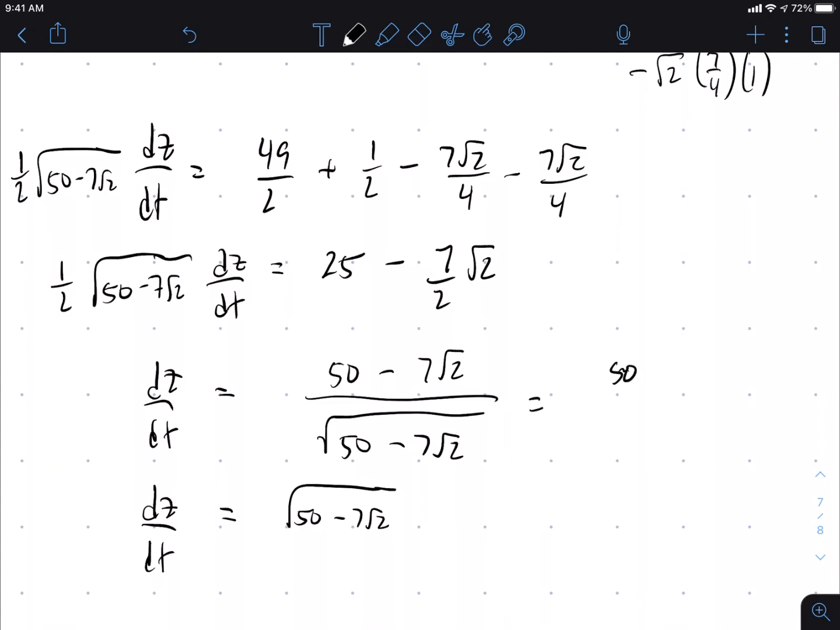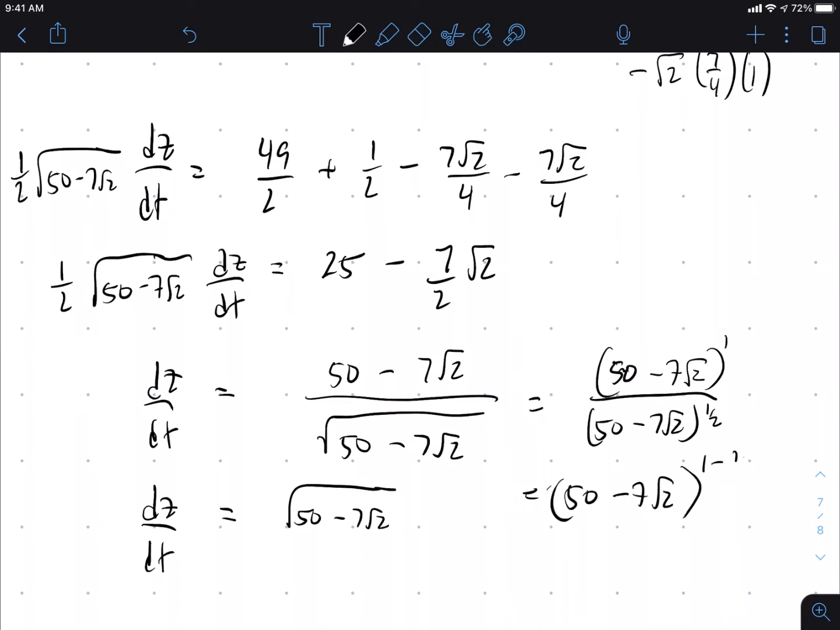So I have 50 minus 7 root 2 to the first power over 50 minus 7 root 2 to the half power. So that becomes 50 minus 7 root 2 to the 1 minus 1/2, which becomes the 1/2 power, right? Because they have the same base. 50 minus 7 root 2. Agreed?